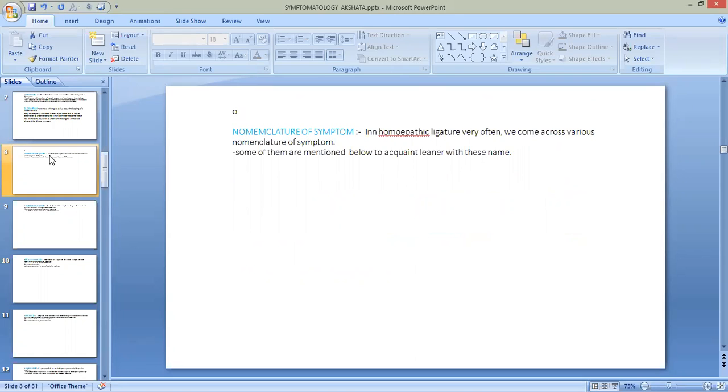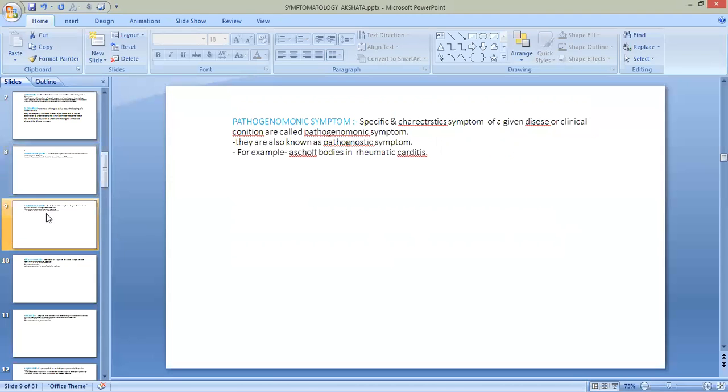Then, nomenclature of symptoms. In homeopathy, we come across different names of the symptoms, which are as follows: pathognomic symptoms.